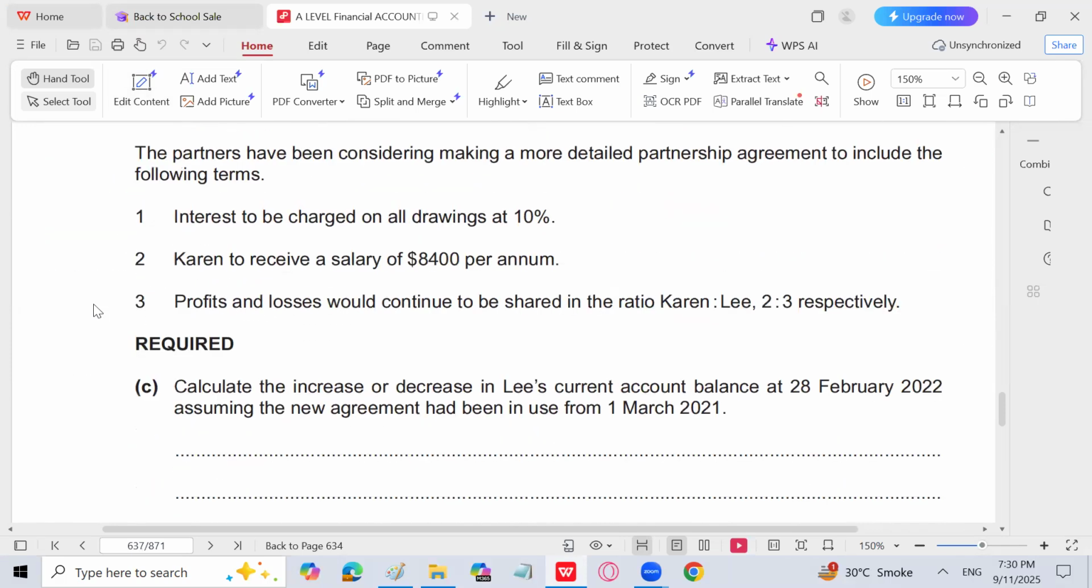The partners have been considering making a more detailed partnership agreement to include the following terms. Now they are basically going for a partnership agreement to include the following terms. Profit will remain the same. Interest to be charged on all drawings at 10%. Karen is to receive a salary of 8,400 per annum. And profit and loss would continue to be shared in the ratio of Karen and Lee 2:3 respectively, that is 2 by 5 and 3 by 5. Calculate the increase or decrease in Lee's current account balance at 28 February 2022, assuming the new agreement had been in use from 1st March 2021.